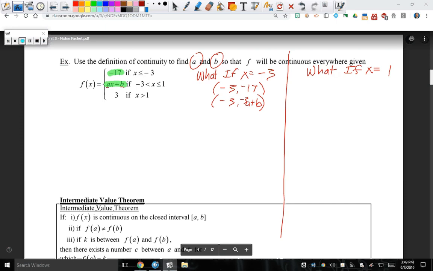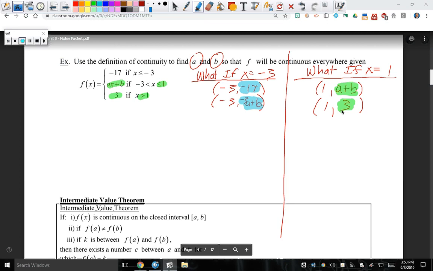Okay? Let's do our other what if moment with x is equal to 1. This time we're looking at, because x is equal to 1, we're looking at these two. So the first point that we'll have is 1, a plus b. Nice. And then what's the other one? 1, 3. And our goal to make this continuous everywhere is that this has to equal that, and this has to equal that. Do you all agree?